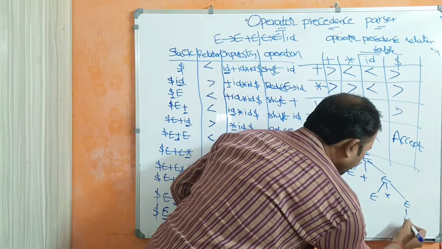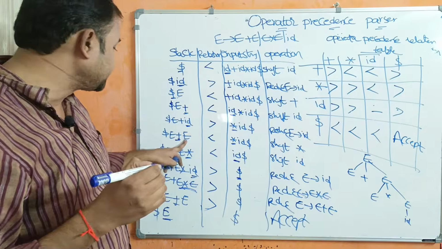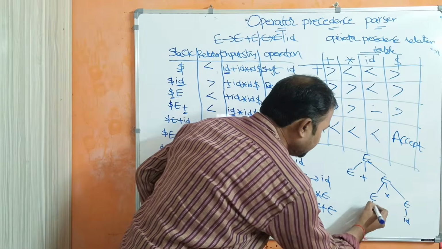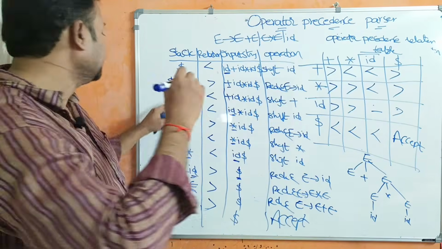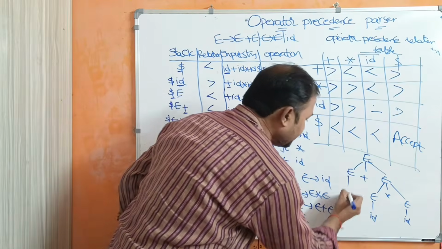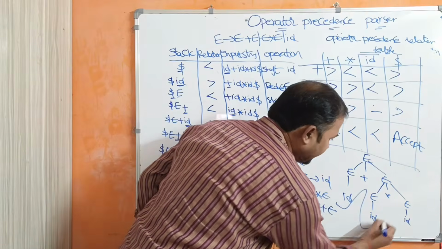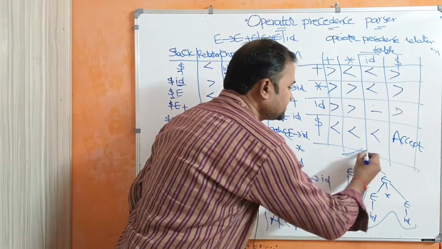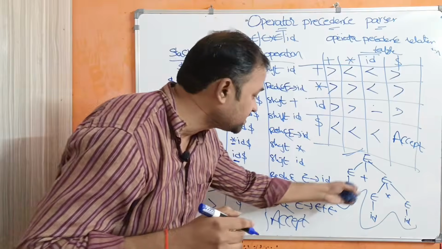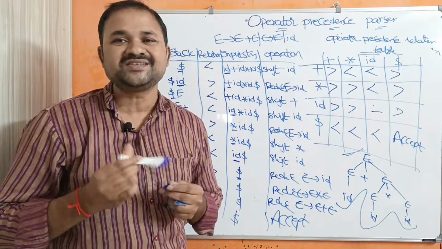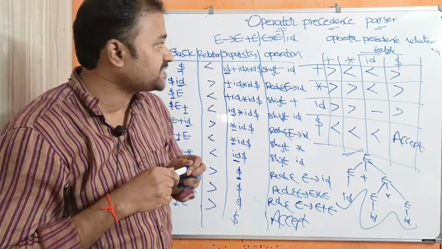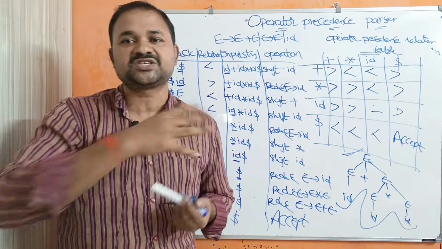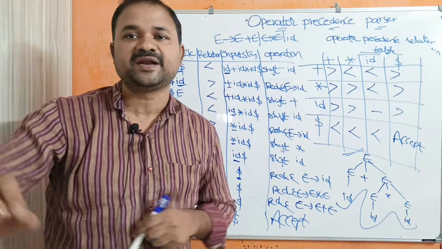The last E is producing id. Next this E is producing id. Next this E is producing id. So this is our input string id plus id star id. So this is our parse tree. So this is about the operator precedence parser. In the next class we will discuss one more example on the operator precedence parser.